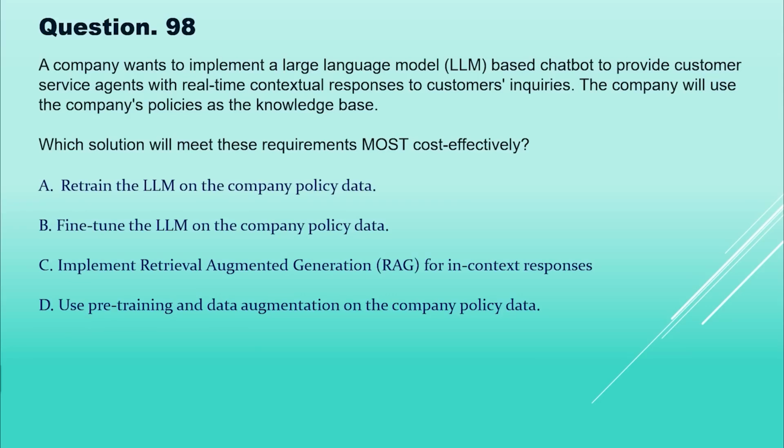And the correct answer here will be option C, implement retrieval augmented generation for in context responses, because RAG is the most cost effective choice because it allows the LLM to dynamically retrieve relevant information from a predefined knowledge base at inference time itself without needing extensive fine tuning or retraining of the model, and most cost effectively is the requirement. So option C is correct here.